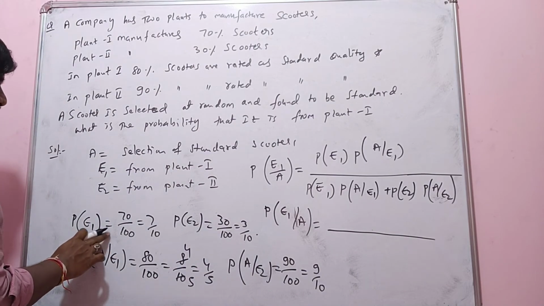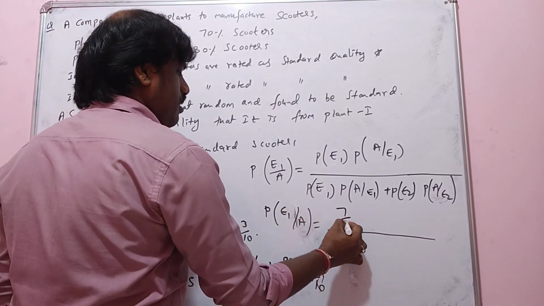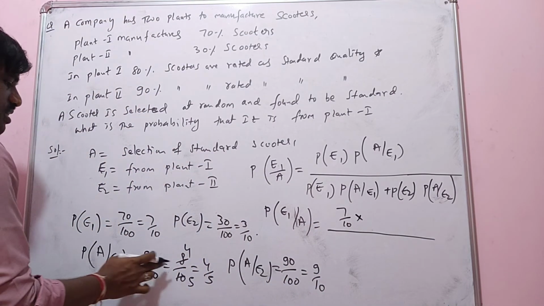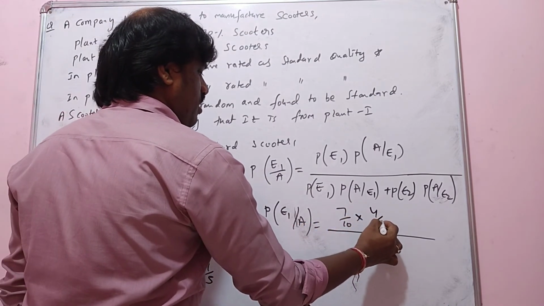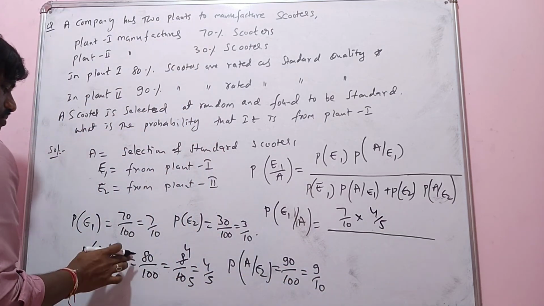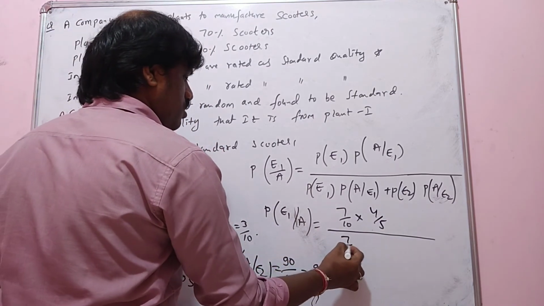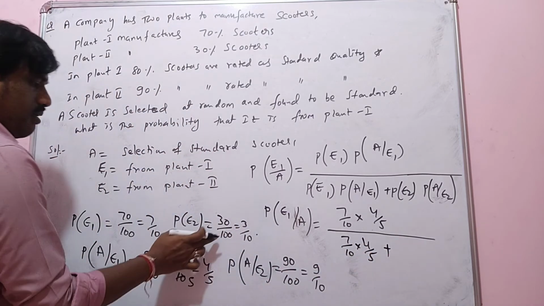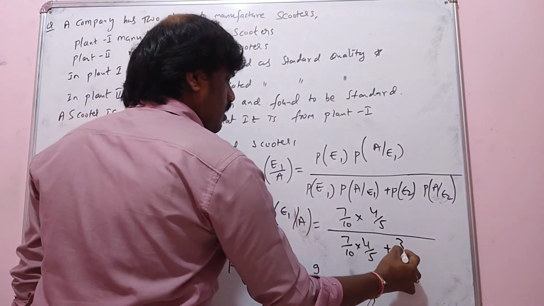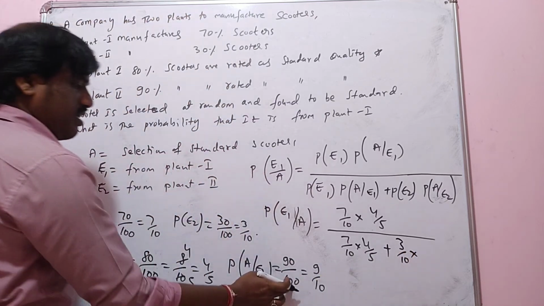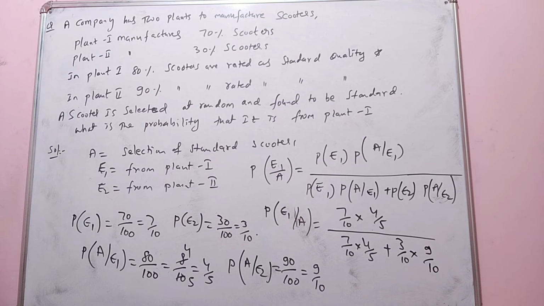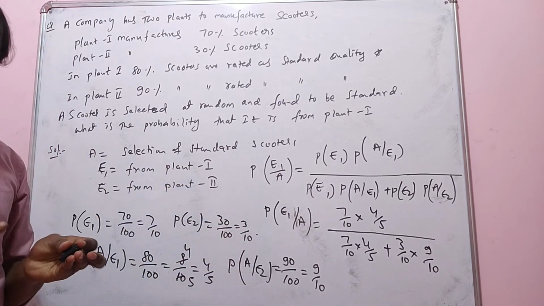E1 is 7 by 10, into A by E1, that is 4 by 5. Then in the denominator it will be 7 by 10 into 4 by 5, plus 3 by 10 into 9 by 10. See, what you have to do in these questions is simple, if you understand total probability. This is over.